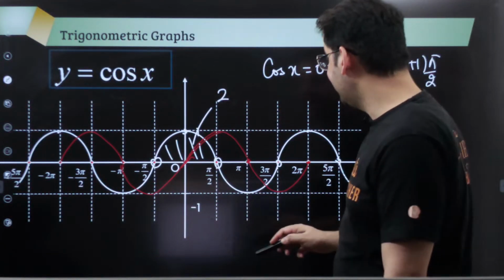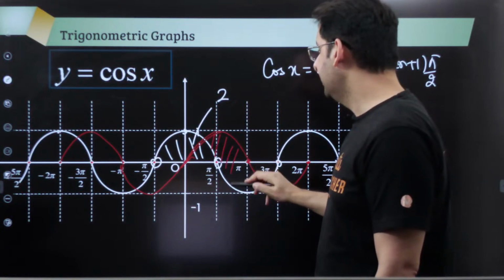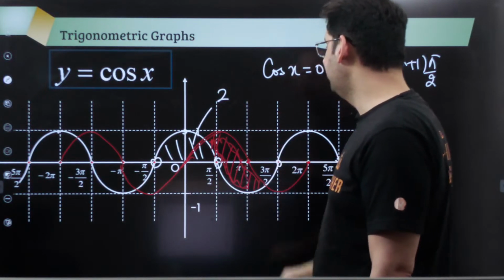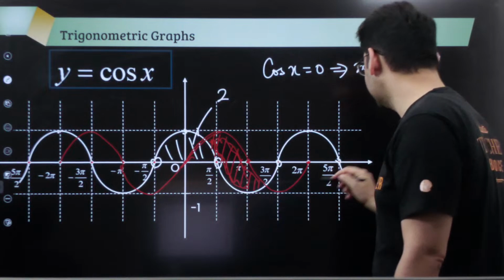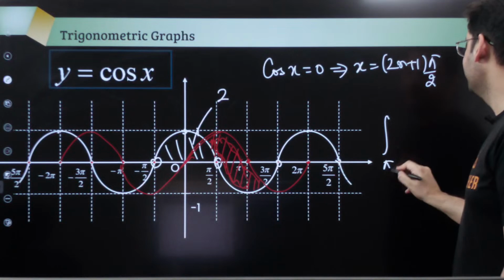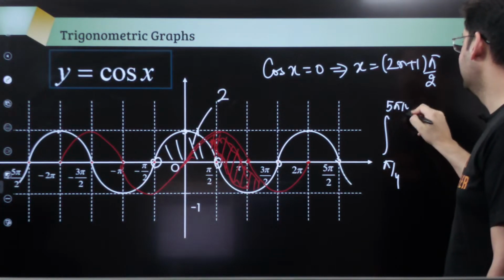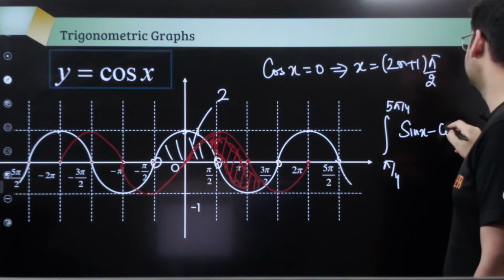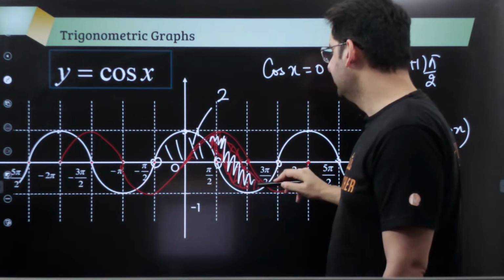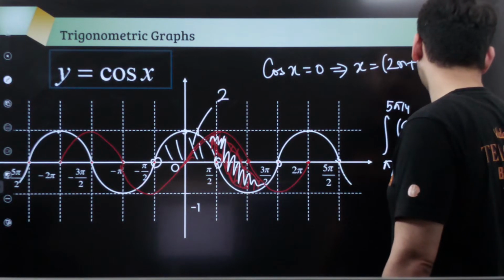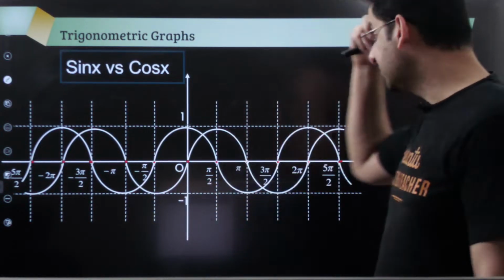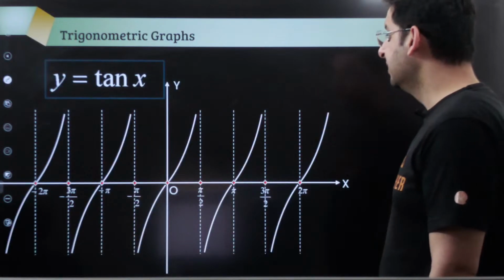Also, this area of one loop between sin x and cos x. By the way, this area expression, you can easily find out using the integral from pi by 4 to 5 pi by 4 of sin x minus cos x. So upper curve minus lower curve. So this area between them is 2 root 2. Right, so you should know this. Sin x versus cos x. So again, very important.